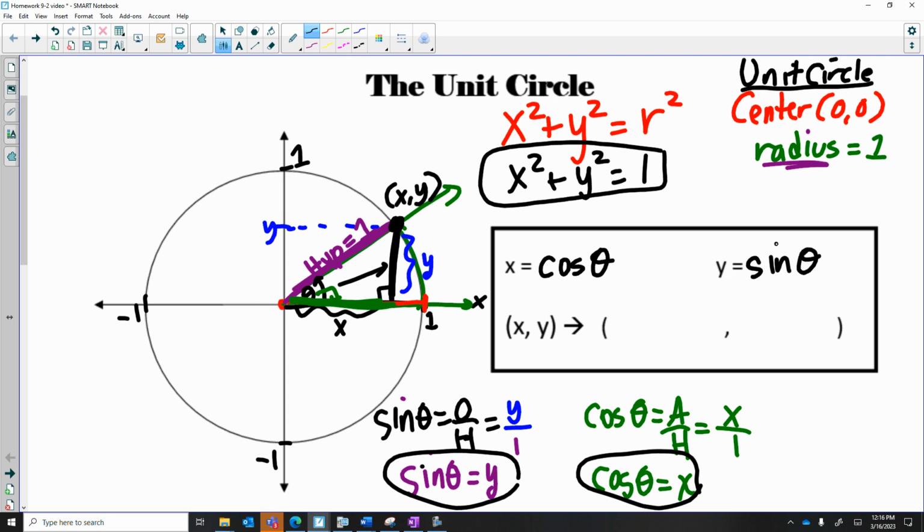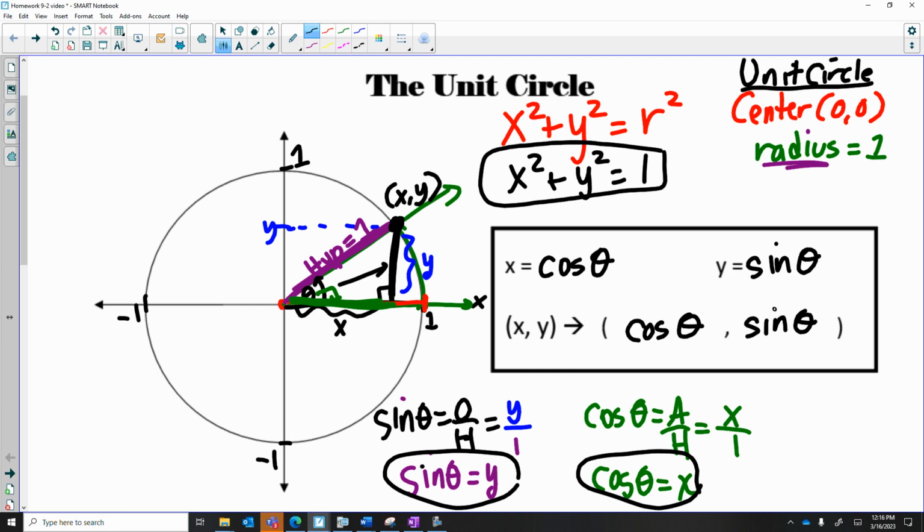So if you have a coordinate pair x comma y, that means that the x is the cosine and the y is the sine. And the song we sing is: x is cosine, y is sine, on the unit circle, all the time, all the time. So there you go. You're welcome.